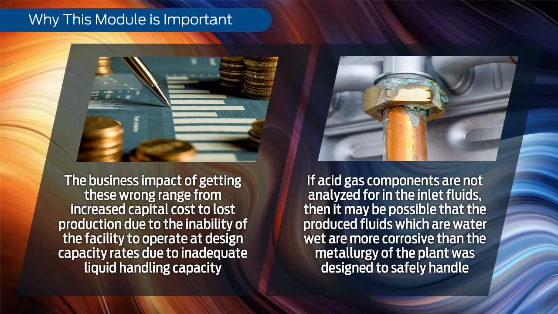If acid-gas components are not analyzed for in the inlet fluids, then it may be possible that the produced fluids, which are water-wet, are more corrosive than the metallurgy of the plant was designed to safely handle. This could result in increased corrosion, increased operating costs due to needing to add corrosion inhibitor, or even piping and equipment replacement.